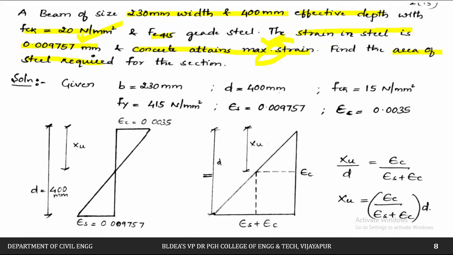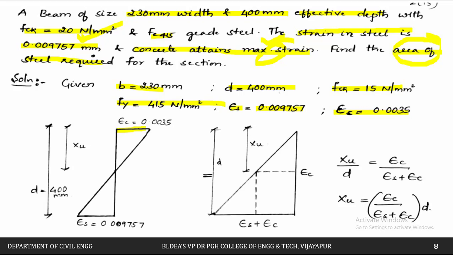So this is the data. B is 230 mm, D is 400 mm, fck is 15, fy is 415. Now Es, the strain in the steel, is 0.009757. Strain in the concrete is 0.0035. Based on this, we have to calculate the area of steel required.